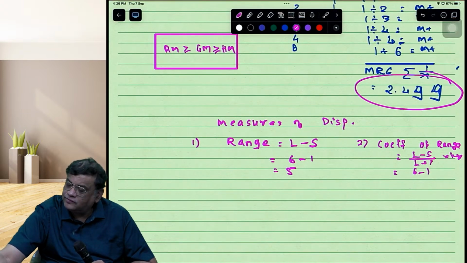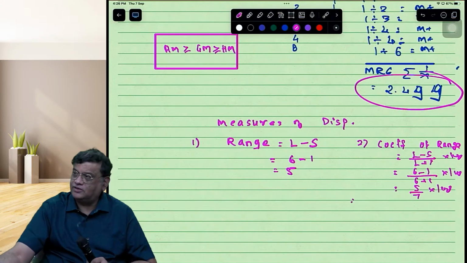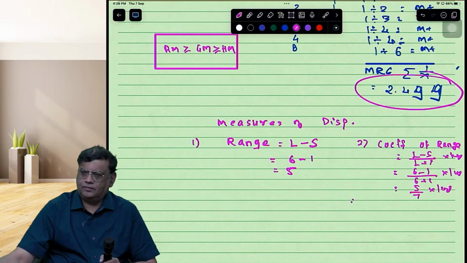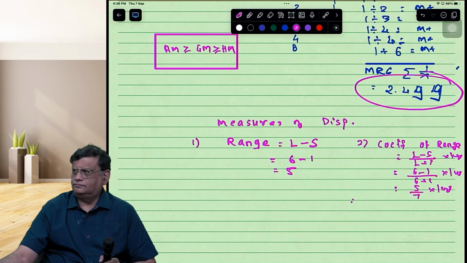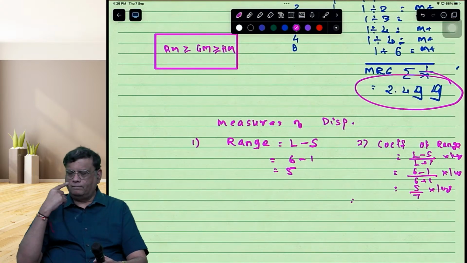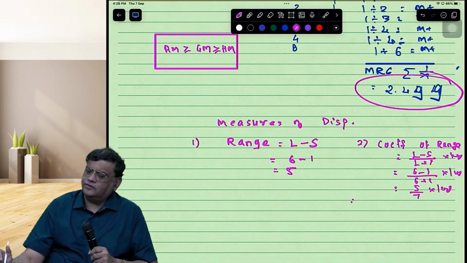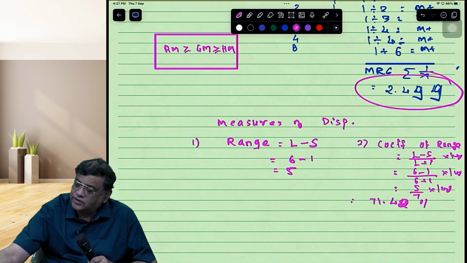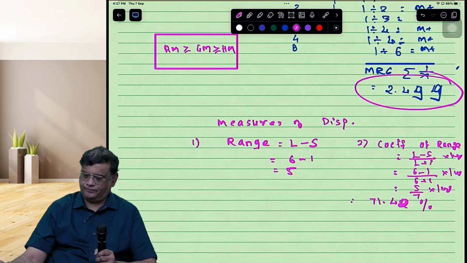Obviously this is 6 minus 1 over 6 plus 1, that into 100. So 5 over 7 into 100. यह हमेशा परसेंटेज में आता है. तो कितना आया परसेंटेज देखो. Tell me how much is that? 71.4442%. ये हमेशा परसेंटेज में आता है.